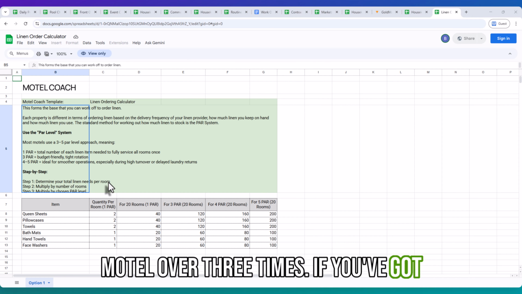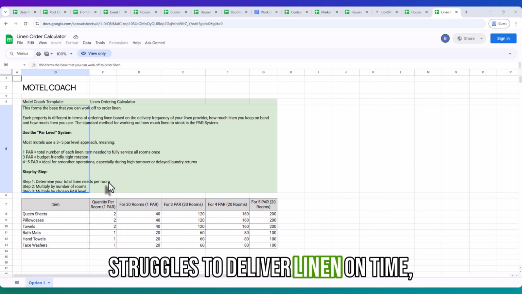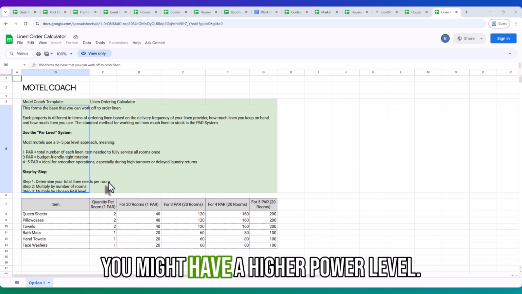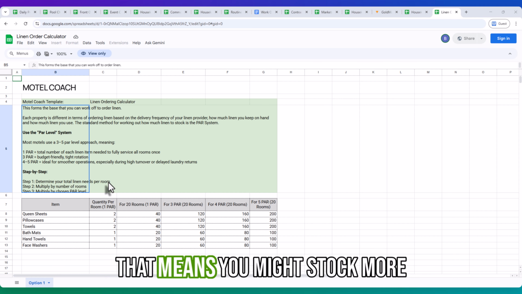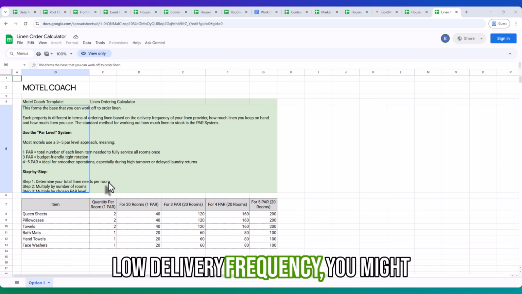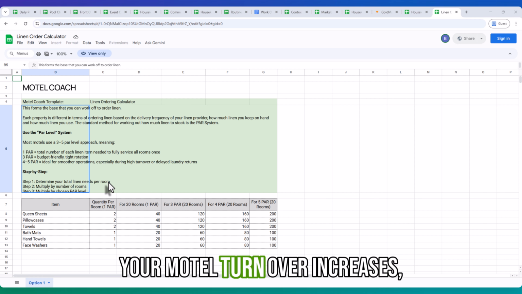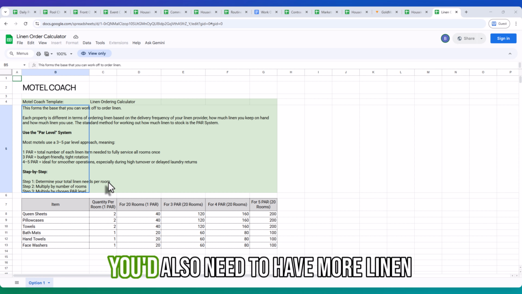If you've got a linen company that sometimes struggles to deliver linen on time, you might have a higher PAR level. That means you might stock more linen at your motel. If you have a low delivery frequency, you might also stock more linen on site. And as your motel turnover increases, you'd also need to have more linen on site.